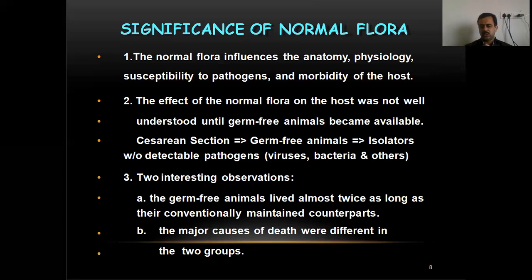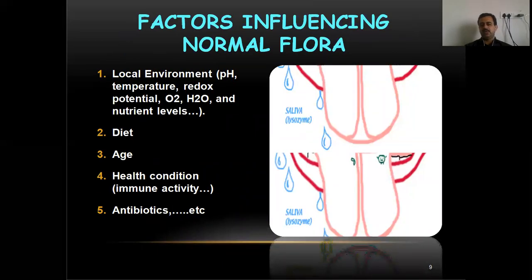What are the two interesting observations that they found? A germ-free animal lived twice as long as its conventionally maintained counterparts. The major causes of death were different in the two groups. It means ultimately the organisms living inside the human body have both sides of effects on the human body. What are the factors that influence the normal flora? Local environment, pH, temperature, redox potential, oxygen, water, and nutrient levels. Of course, the organisms and their metabolism are sensitive to all these factors. For example, pH: organisms have a certain pH, their metabolism pH is different, their residing pH is different, and therefore they have certain drastic effects on the human body.